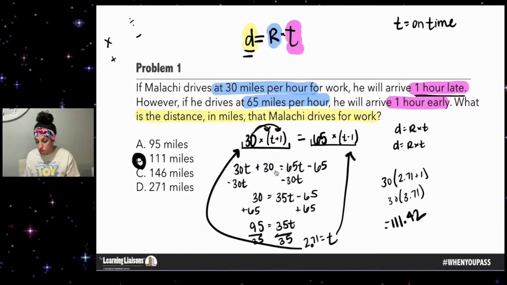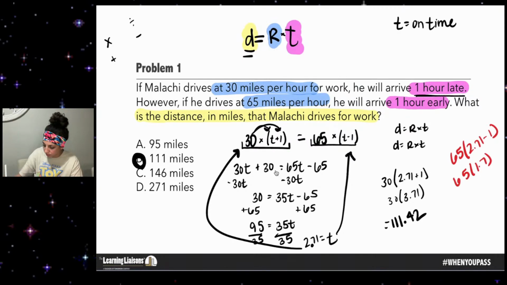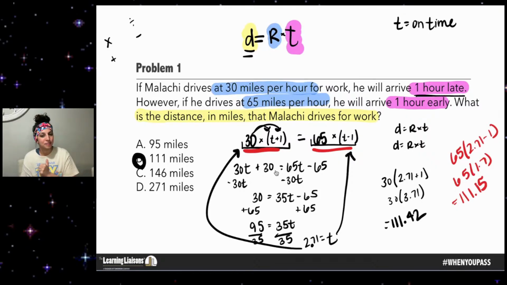Now, if I were to do the other one, like let's say I did 65 times t minus 1, 2.71 minus 1 would be 65 times 1.71. And when I multiply that by 65, I get 111.15. So I get the same answer because the distance is the same, right? My distances are the same. I'm just changing my speed and whether I'm on time or I'm late. And so that is why we can plug it into either one and it works.